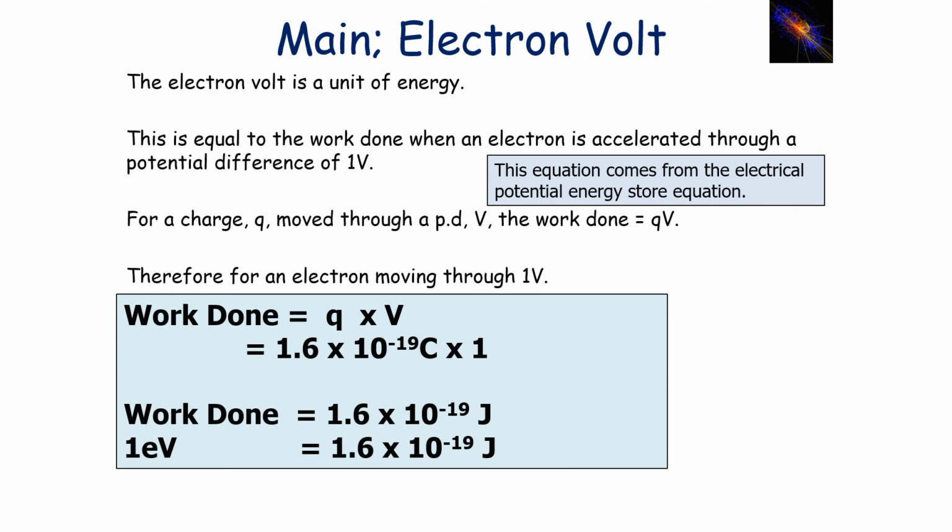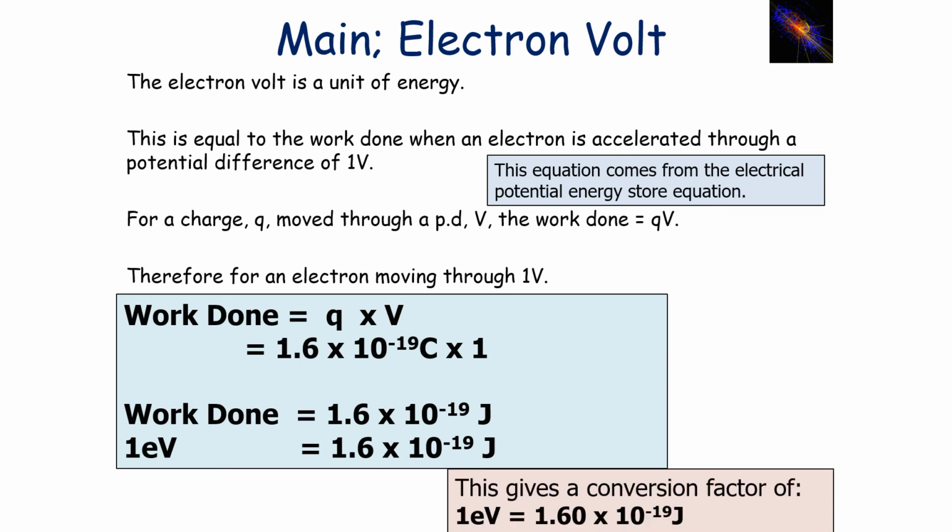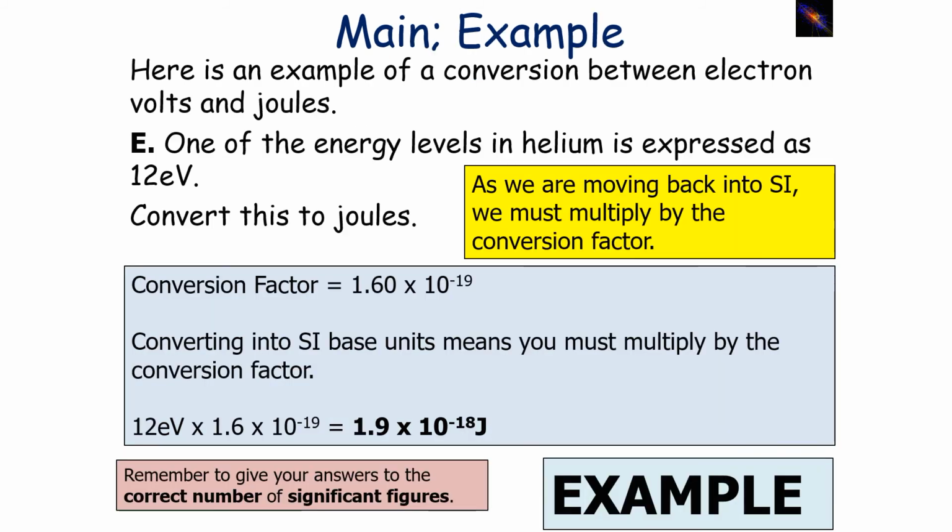So therefore, for an electron moving through 1 volt, work done is equal to QV. So it's 1.6 times 10 to the minus 19 coulombs times 1. So therefore, the work done is 1.6 times 10 to the minus 19 joules. So that gives us a conversion factor that 1 eV is equal to 1.60 times 10 to the minus 19 joules. So let's look at an example of converting between electron volts and joules.